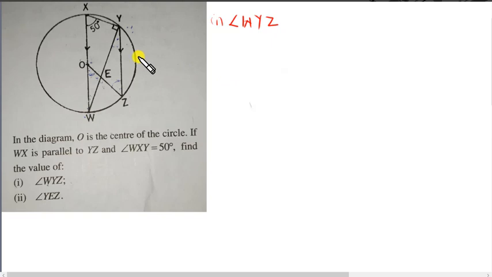So let me indicate the angle WYZ with an arc on the diagram. That is the point W, that is Y, and here is Z. So the angle is found here. That is where the angle is formed. That is WYZ. Now, how can we find angle WYZ?